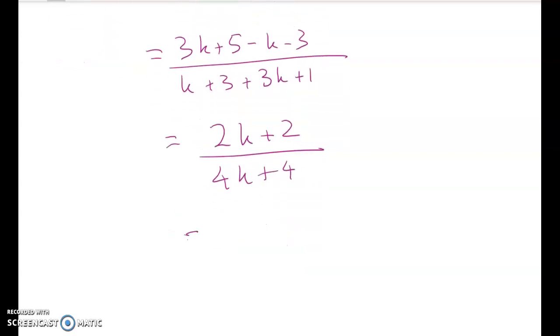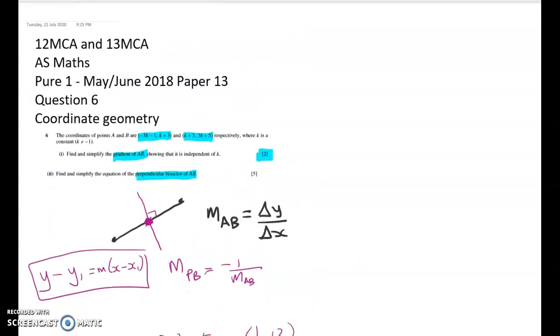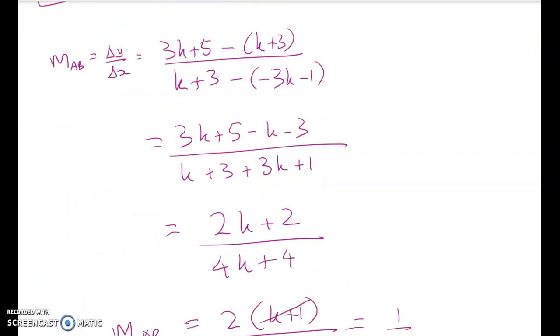And I can factorise numerator and denominator. We get 2 times (k plus 1) over 4 times (k plus 1), which is very lovely because I end up with a gradient of 1/2. So that's the gradient between A and B, and that's independent of k. So we've done the first little bit. Now we have to find the perpendicular bisector of AB.